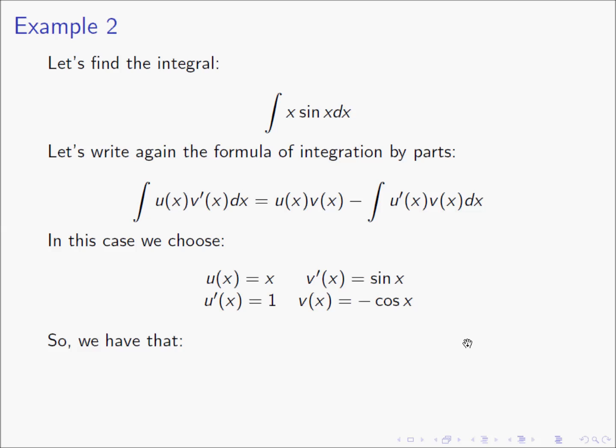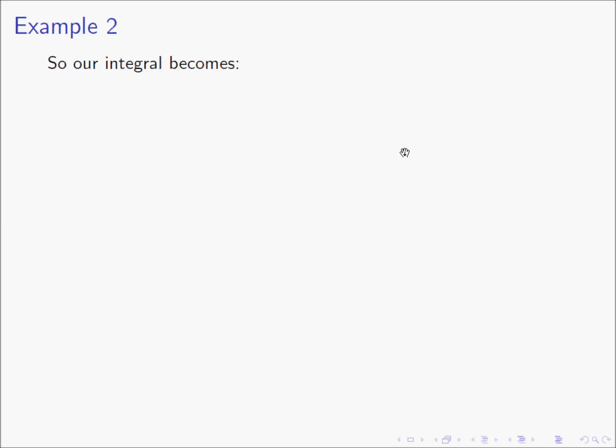And we have that this integral, where x is u and sine of x is v prime, equals, by the formula, x times minus cosine, where x is u and minus cosine is v, minus the integral here, that in this case is the integral of 1, where 1 is u prime, times minus cosine, that is v. So we only need to solve this little integral here.